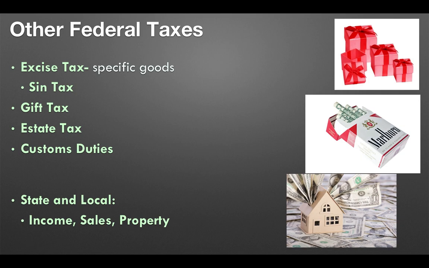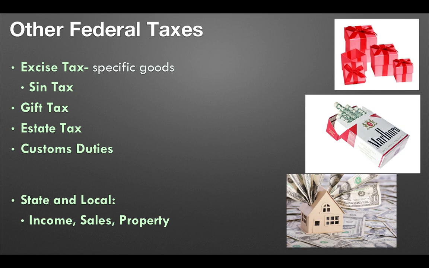You also have a gift tax. So if you gift something to somebody else that has a large dollar value, you have to pay a tax on that. You also have an estate tax. When your estate or your property is up for sale or up for auction when you've passed, you also have to pay that. So it's kind of like a death tax. You also have customs duties. So when we trade with other countries, there's those customs duties.